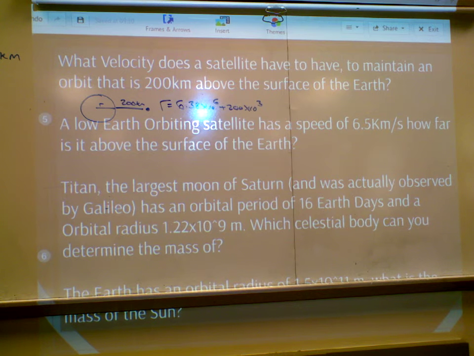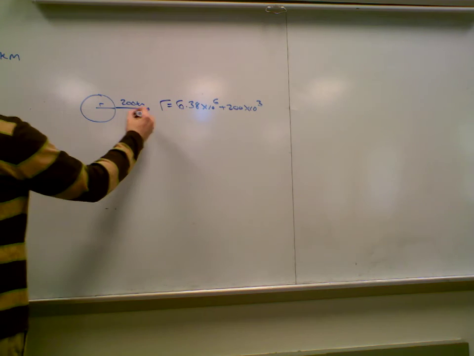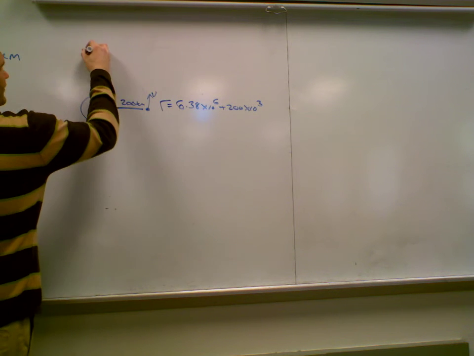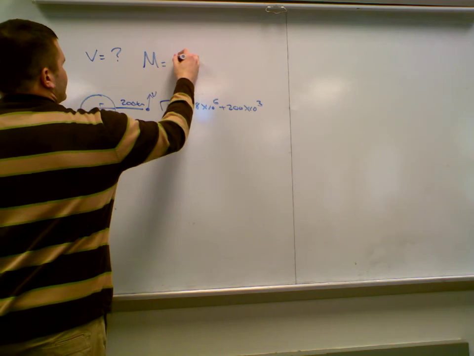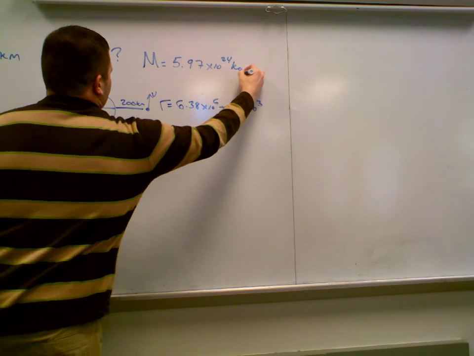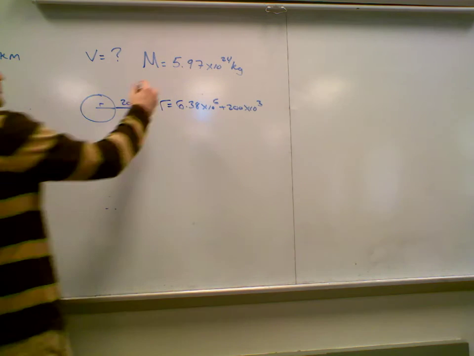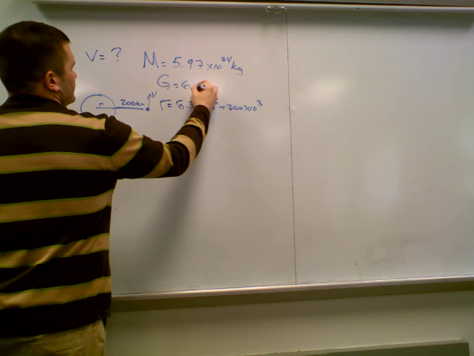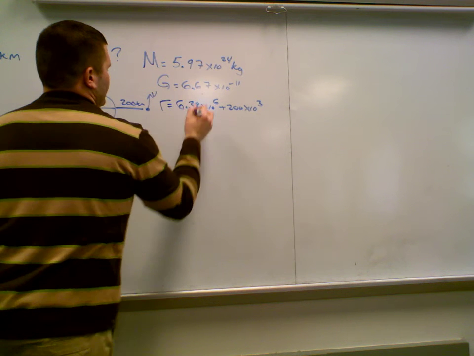Since we're orbiting the Earth, what else do we need? We're trying to find velocity. We want to know the velocity of that satellite. We need big G and the mass. What's the mass? 5.97 times 10 to the 24th kilograms. Not little g, big G. It's 6.67 times 10 to the negative 11. Omar has got this down.